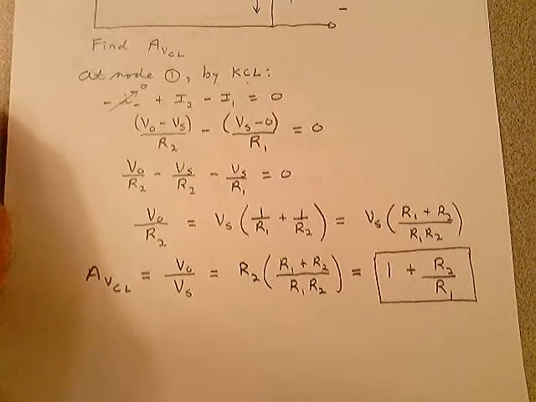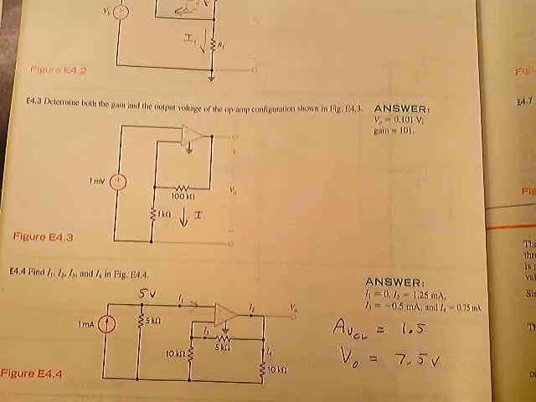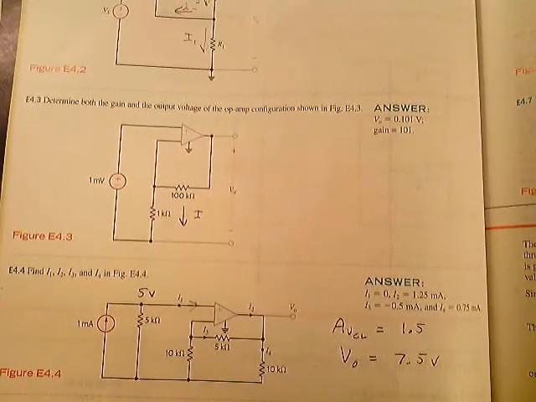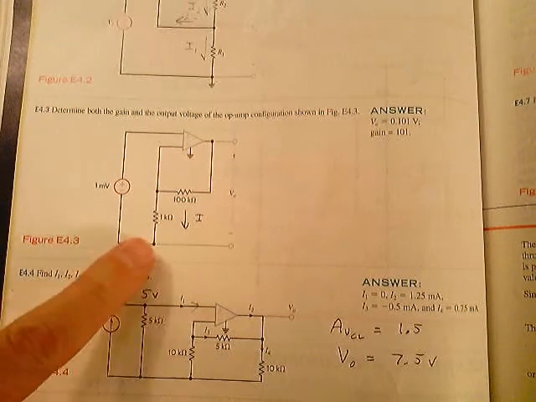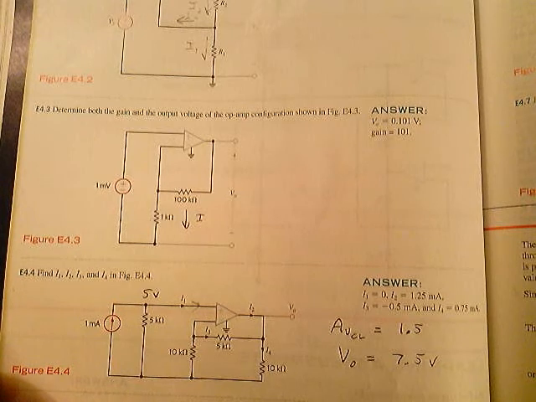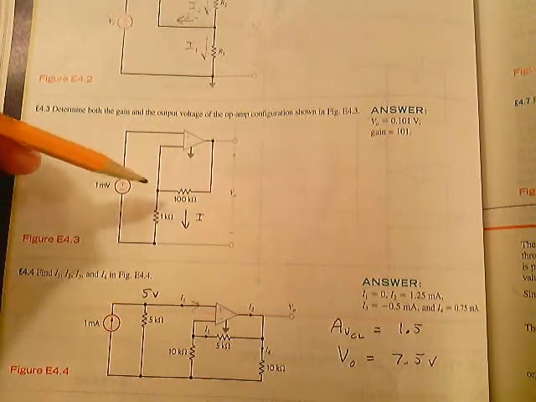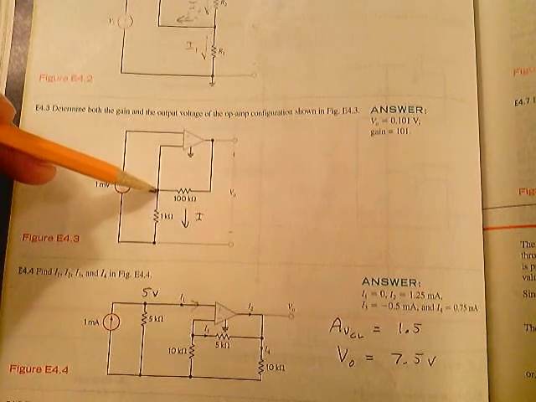The next problem is E43. Here's E43 in my textbook. Determine both the gain and the output voltage of the op-amp configuration shown here. In this case right here, you could write a nodal analysis if you want by projecting this 1 millivolt right there and writing a node equation there.